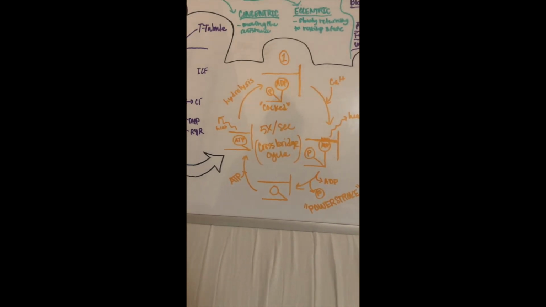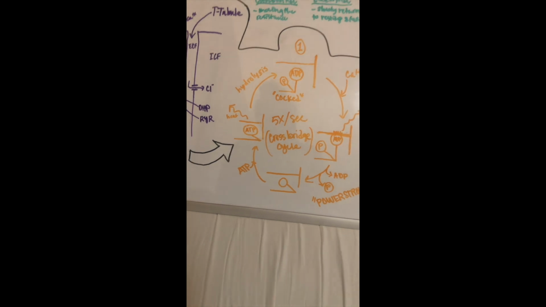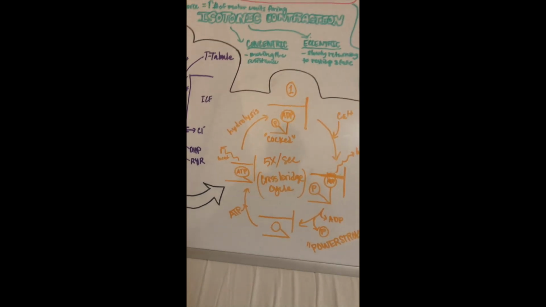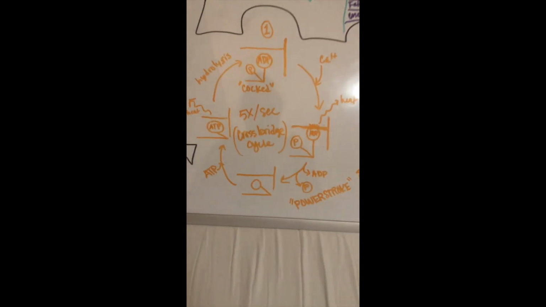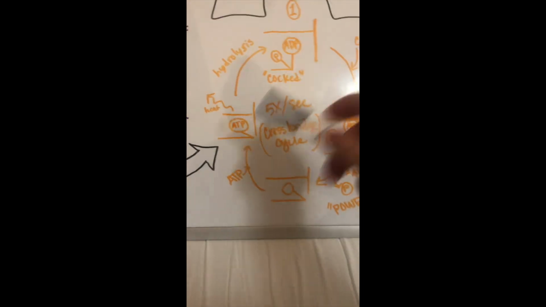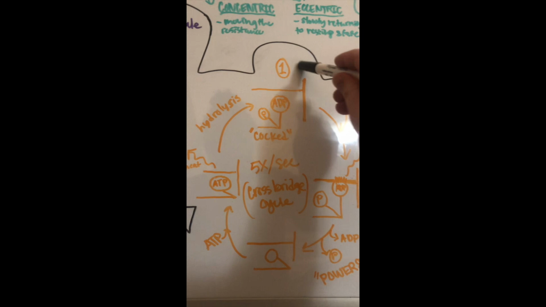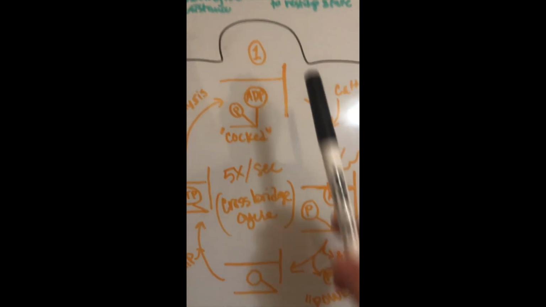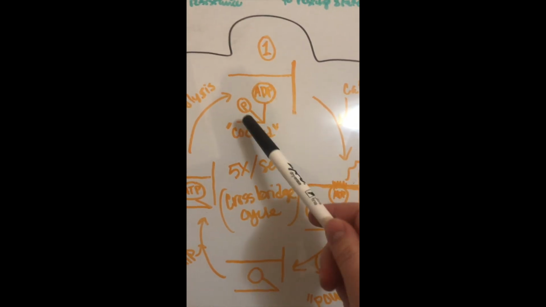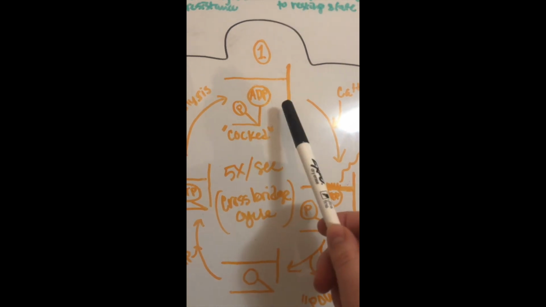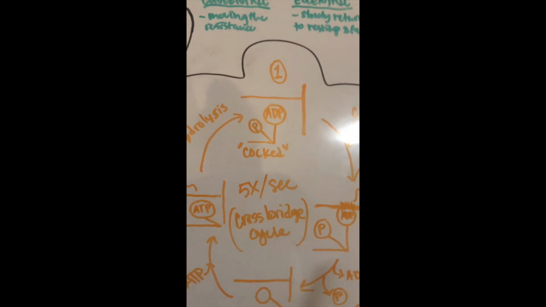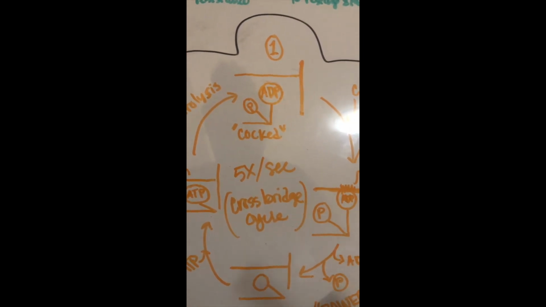So this is our cross bridge cycle. This is how we contract our muscles. And this whole process happens 5 times a second, which is pretty impressive. So we're going to start with step 1. Step 1, we have ADP and a phosphate in the cocked position. Now, it's not attached to our actin yet. It's just sitting there cocked.